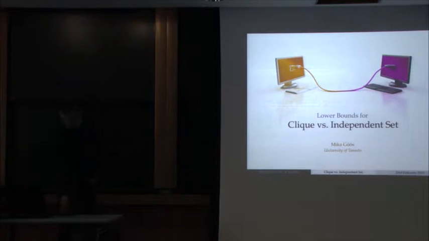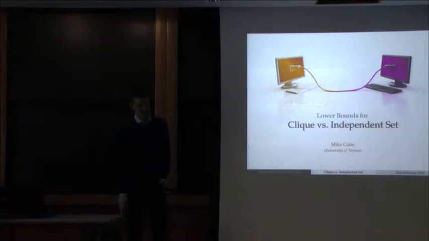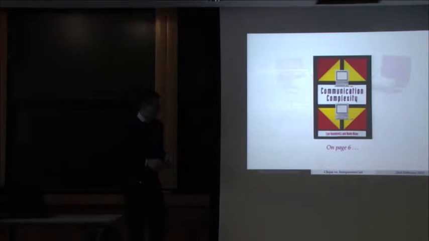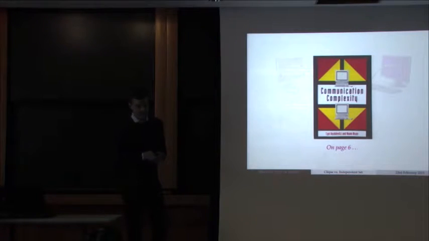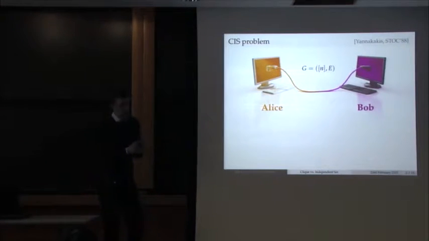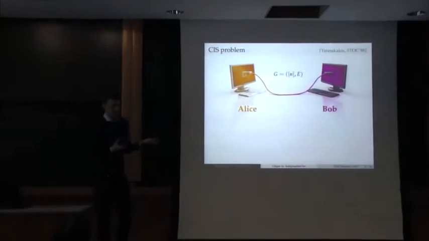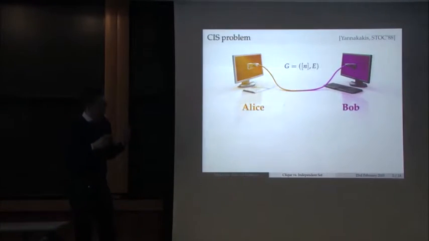Okay, thanks. Right, so this clique-independent set, it's an old problem in two-party communication complexity. And this is a standard textbook for the subject. The problem's defined already on page 6 of the book. So, very fun problem. You have two players that are communicating over a shared communication channel. And this is the problem that they're supposed to solve.